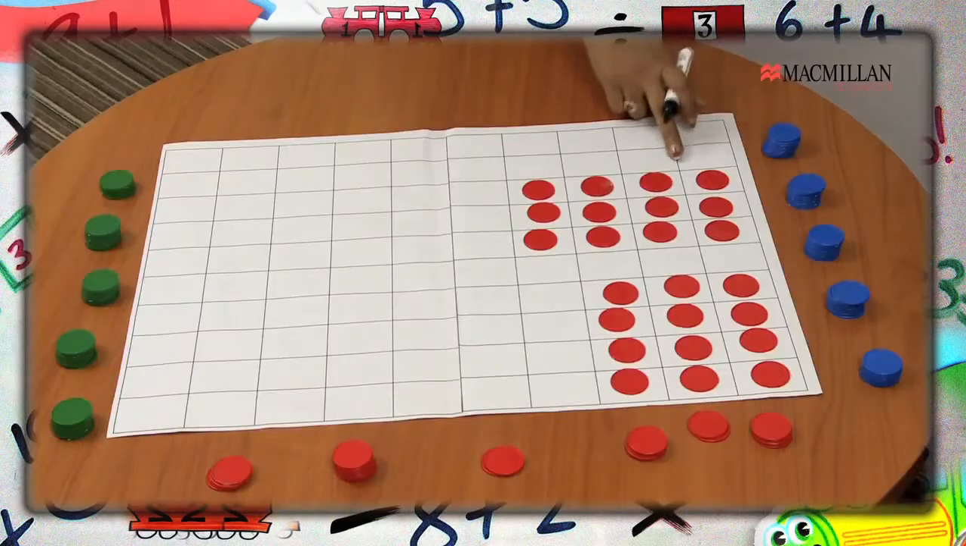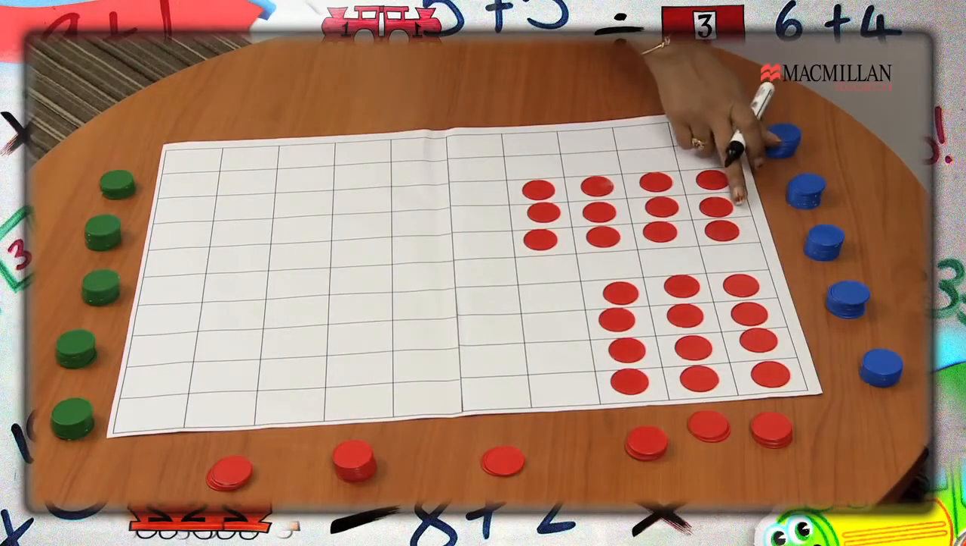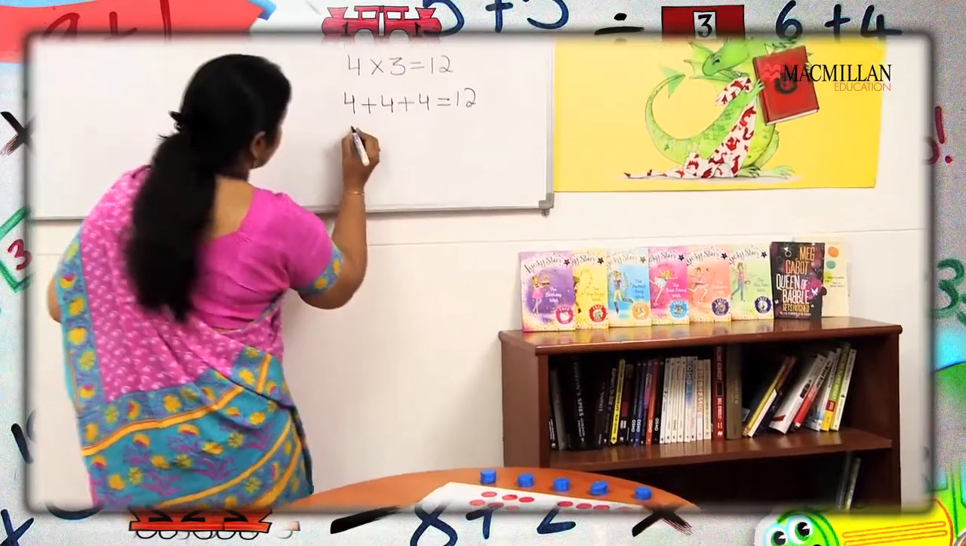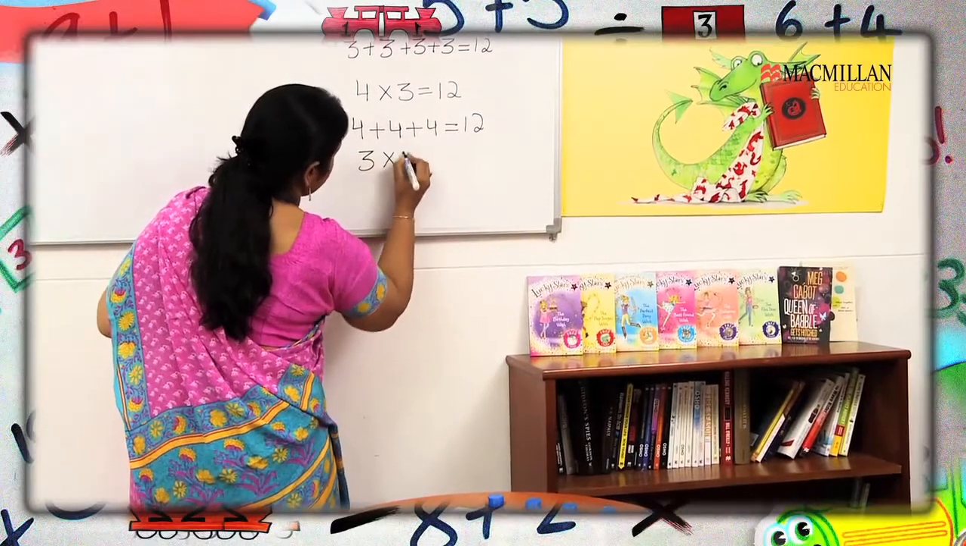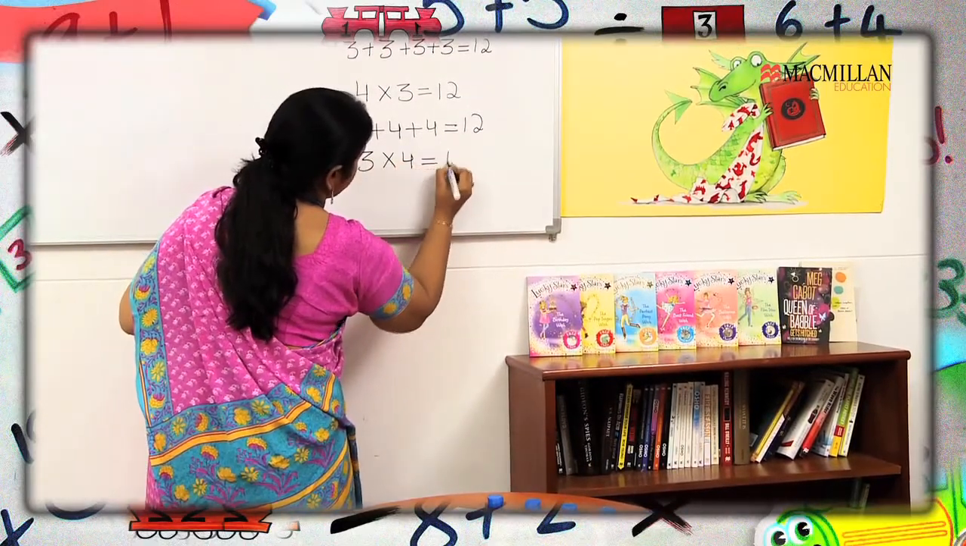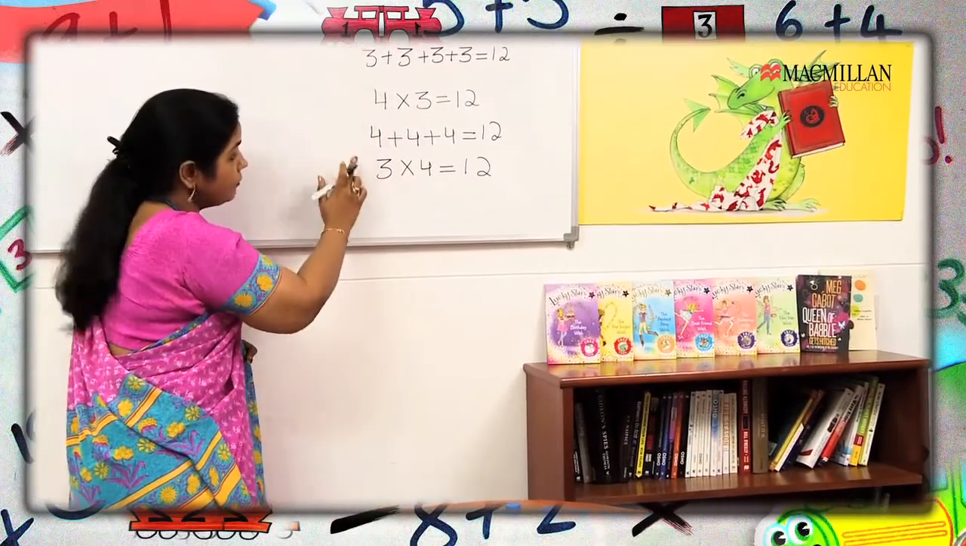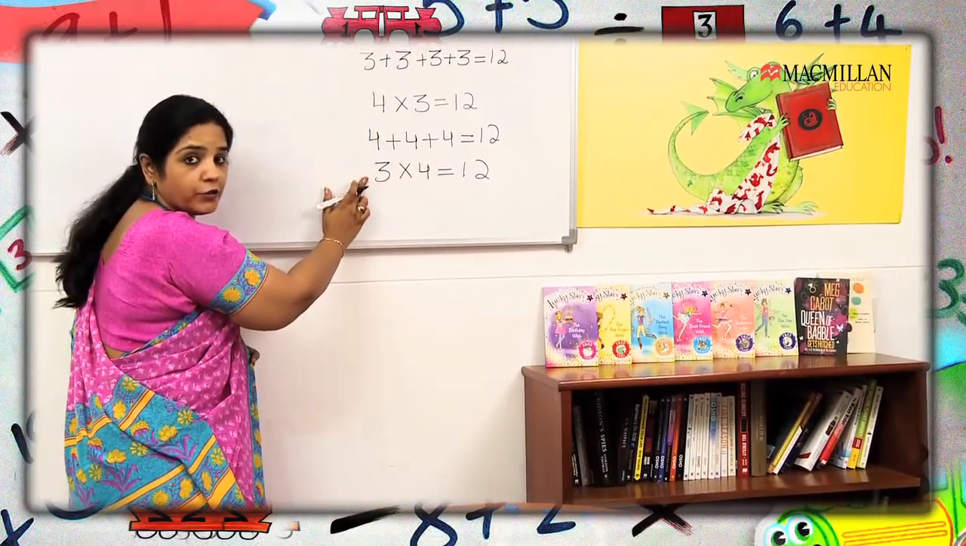So what has happened this time? I have 1, 2, 3. 3 rows with 4 counters in each row. So 3 into 4 is equal to 12. So what is this? 4 into 3 is equal to 12. 3 into 4 is equal to 12.